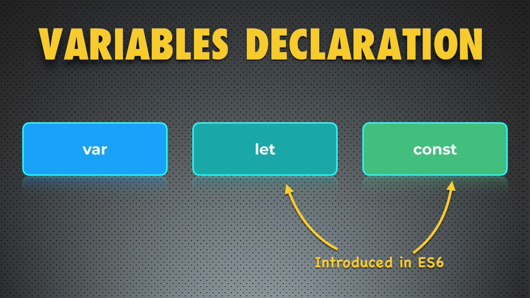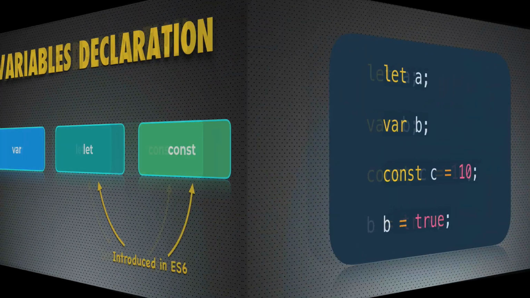If you have declared any variable using those special keywords var, let, or const, you can then perform variable assignment and assign a specific value to the variable. And this can happen in two different places in your code. Let's look at the examples.